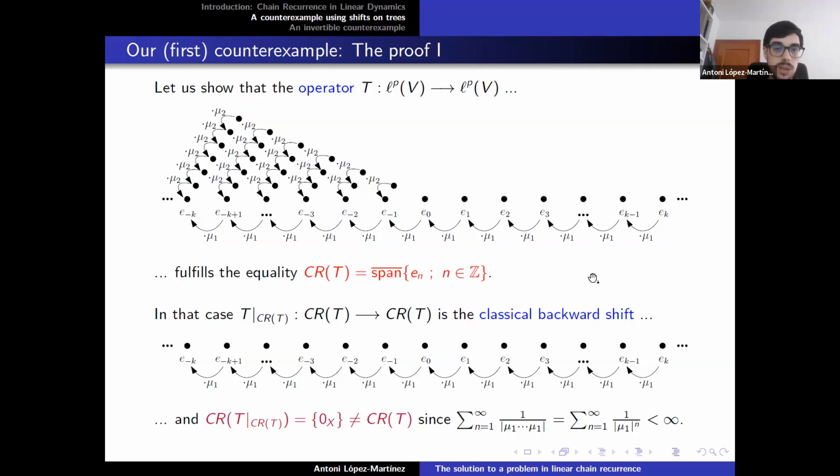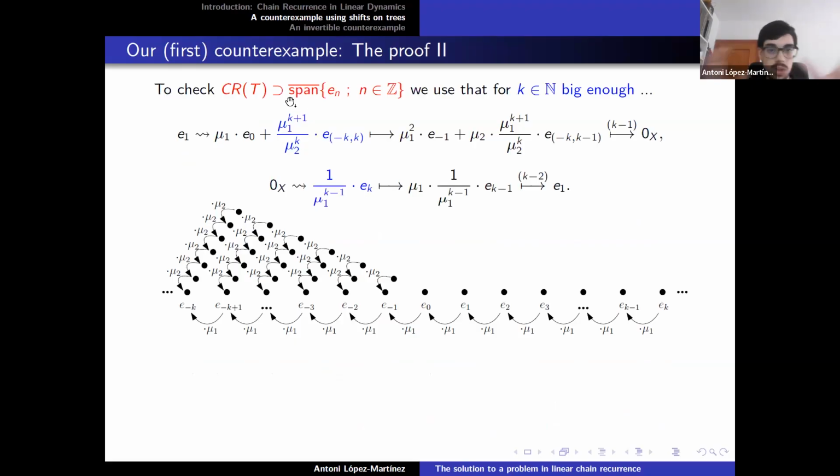And how to prove this equality? Well, the idea is the following. Let us go in two inclusions. So first, we show that this set is included in the set of chain recurrent vectors, and the idea is exactly the same for every vector here. You just take any element. In fact, for this example, I'm going to take e_1, and then you do the same computations that I'm going to do now, and you can show that e_1 is included there. Since this is a closed subspace, you get the conclusion, okay? And the idea is the following.